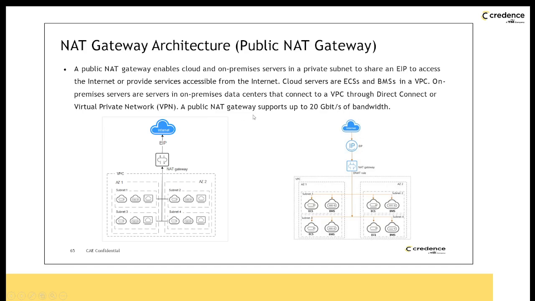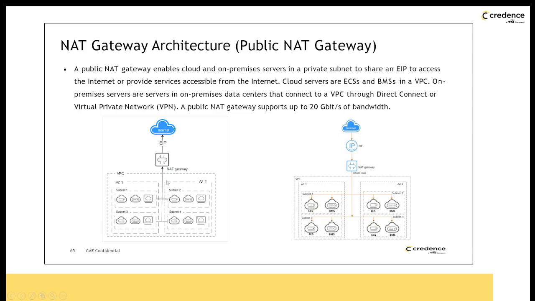A public NAT gateway supports up to 20 gigabits per second of bandwidth. As you can see here, let's say in this premise they have one VPC with two different availability zones. Zone 1 has two subnets, subnet 1 and subnet 3, and availability zone 2 has subnet 2 and subnet 4. Subnet 3 communicates with subnet 4 and subnet 1 communicates with subnet 2.